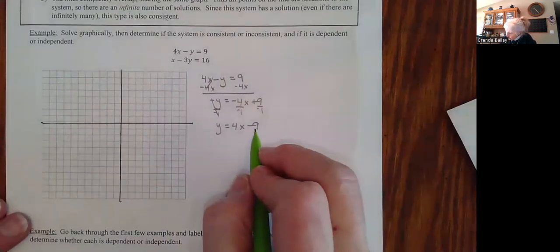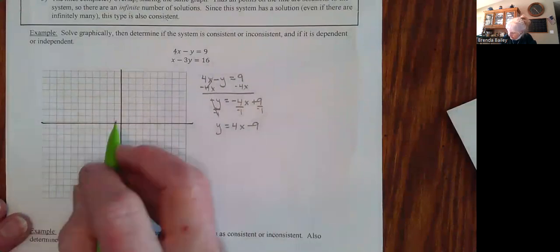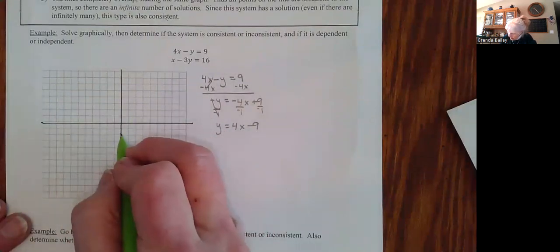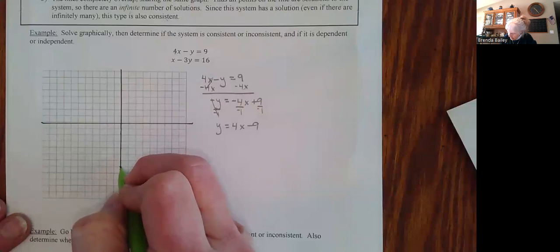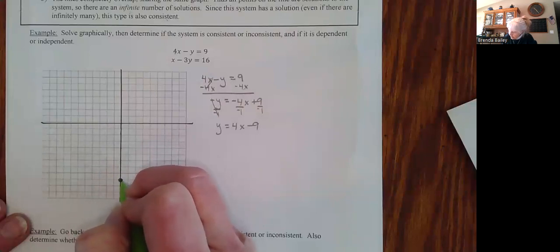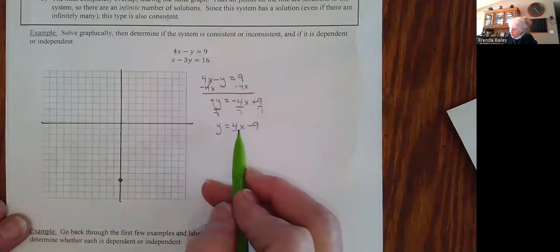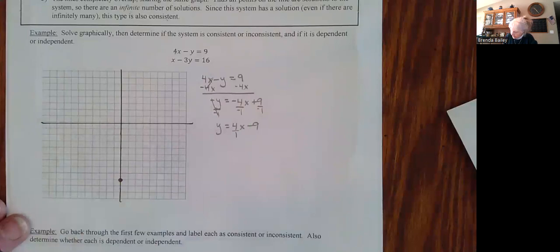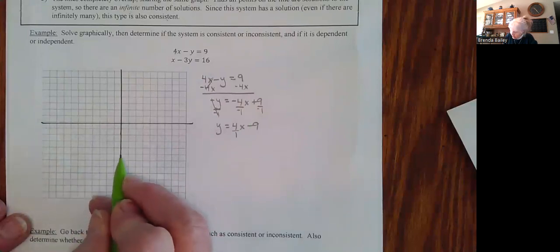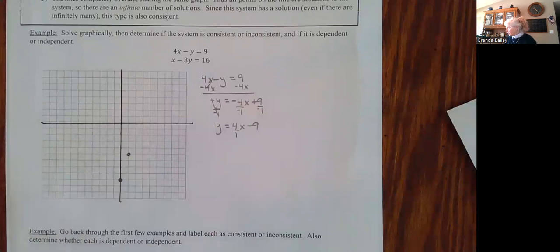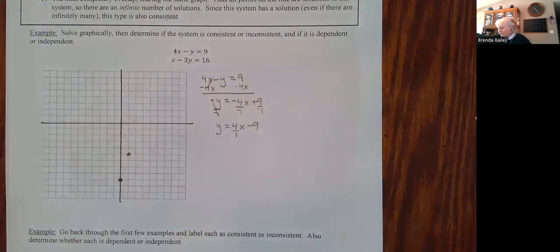All right, so here we're going to go to a minus 9. Hopefully you have enough boxes. 6, 7, 8, 9, sure. Then we're going to go up 4 and over 1. 1, 2, 3, 4, and over 1. And connect these up. There it is.